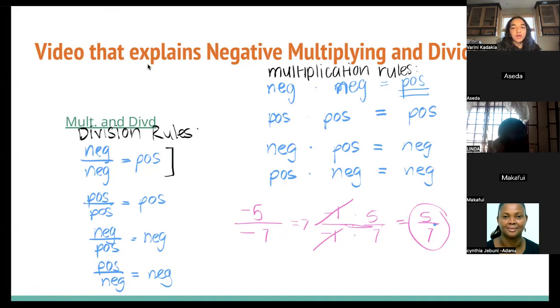Does everyone have this copied down so we can move on to some problems? Okay, so I'll give you guys 2 more minutes to copy it down and then we'll go over some problems that use these rules.